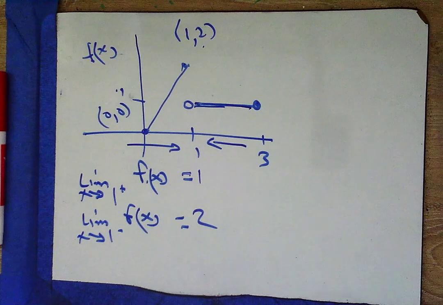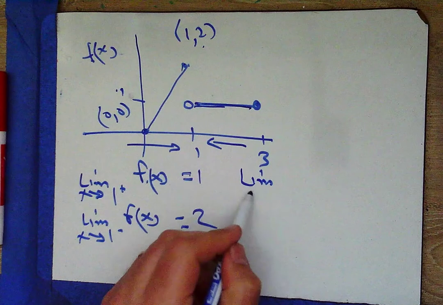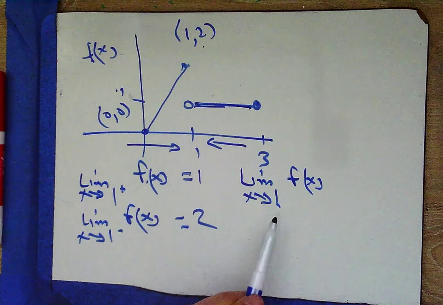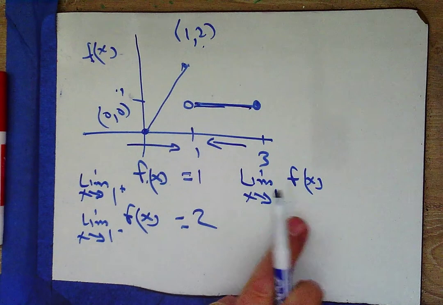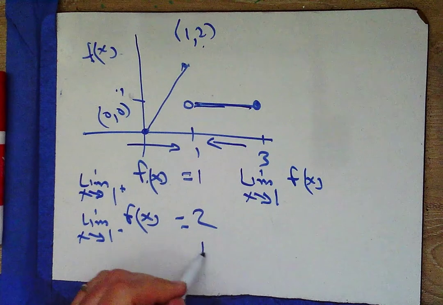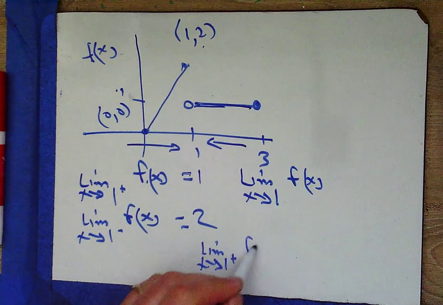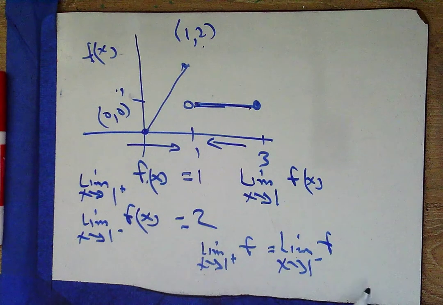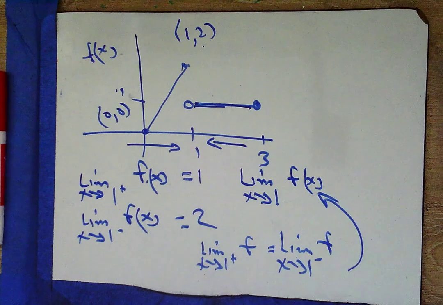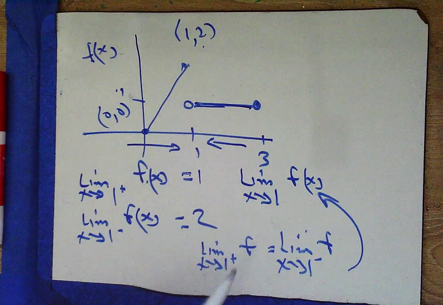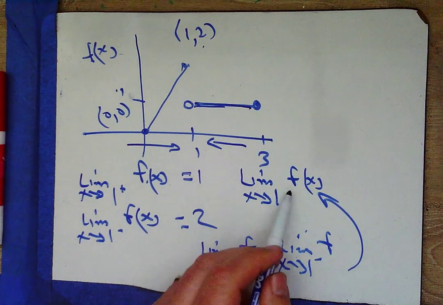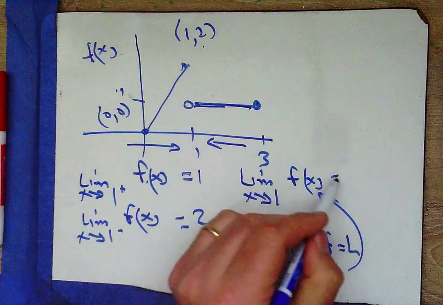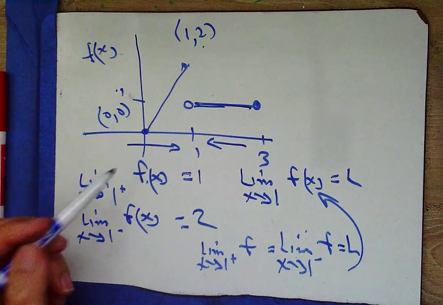And then I want to ask the question, hey, what's the limit as x approaches 1 of f of x? Well, remember, the limit as x approaches a point only exists if the limit as x approaches 1 from the positive side of the function equals the limit as x approaches 1 from the negative side of the function. If these equal each other, then the limit exists, and whatever the limit is for these two, this has that same limit. Okay? So what do I notice here?